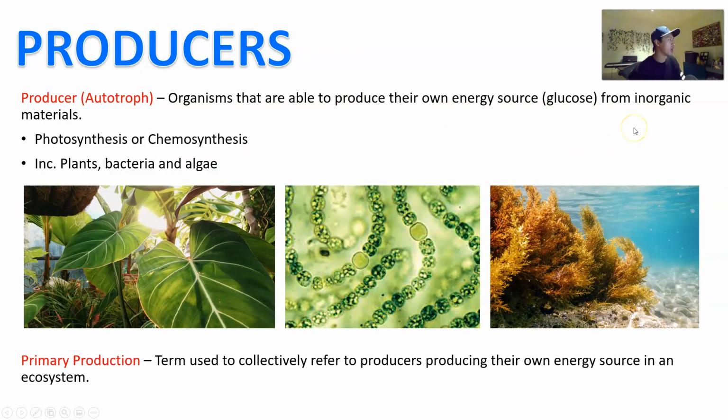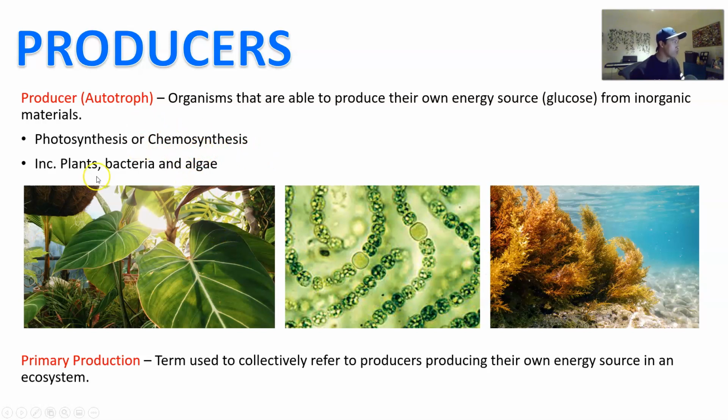Now, regardless of either one, if an organism is able to produce their own energy, usually in the form of glucose, from inorganic materials, we call that organism a producer, right? So either photosynthesis or chemosynthesis. If the organism can do either one, it is considered an autotroph, right? So for plants, that's photosynthesis, but for those chemosynthetic bacteria, it will be chemosynthesis, right?